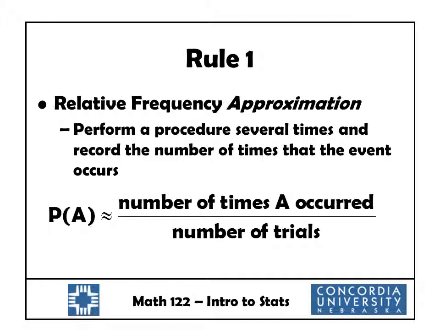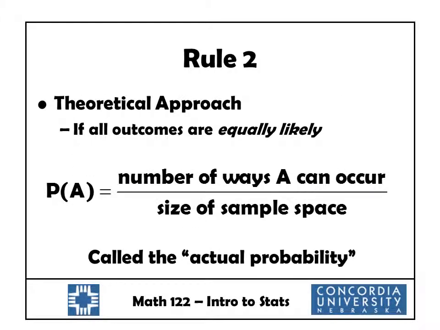Rule 1, what we call a relative frequency approximation. Here you perform the procedure several times and record the number of times that the event occurs. Your probability is then approximately equal to the number of times that the event occurred divided by the number of trials. And this is only an approximation because it's subject to sampling variability, meaning that what you get on one sample of trials may be different than what you get on a different sample of trials. And that difference will affect your approximation, and so that's why it's only an approximation.